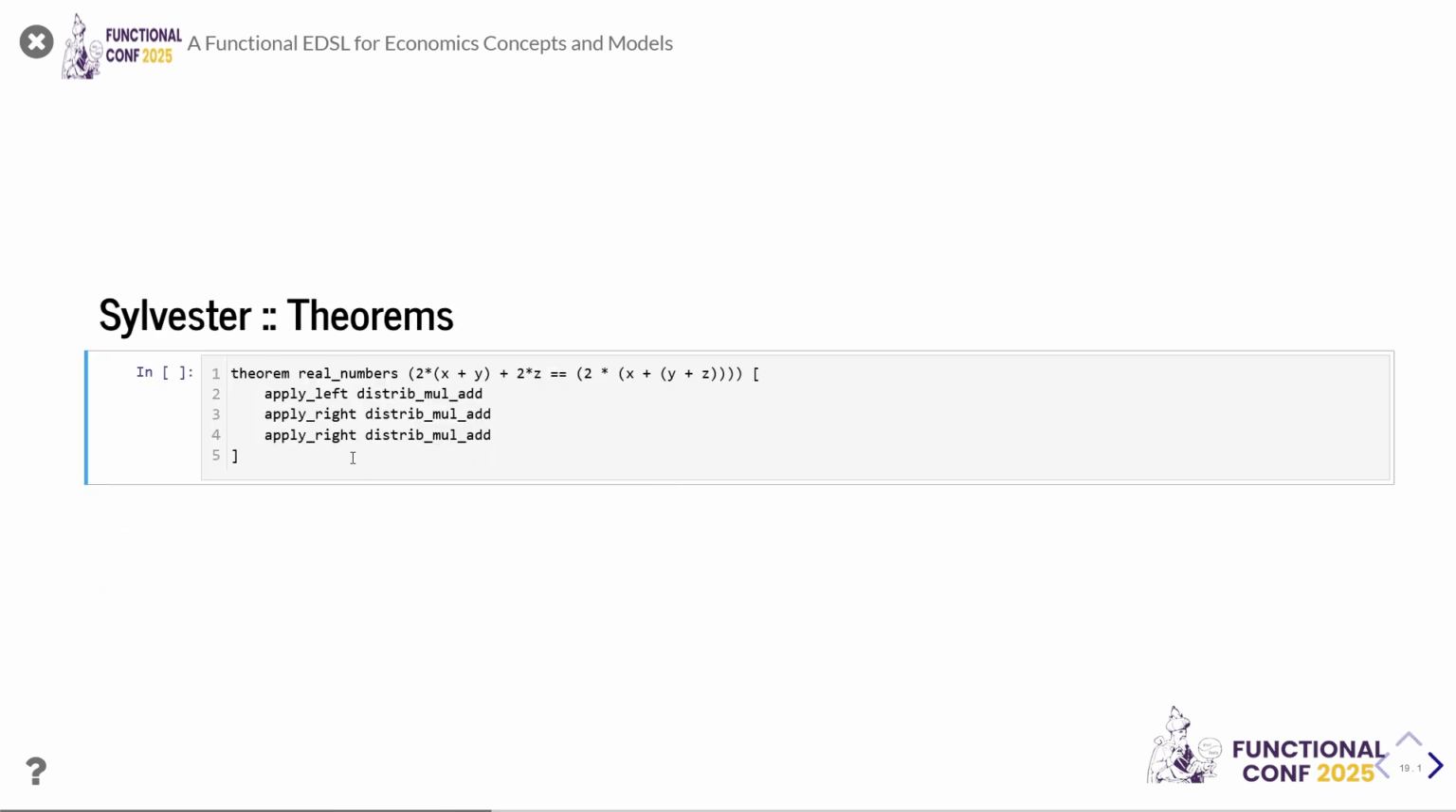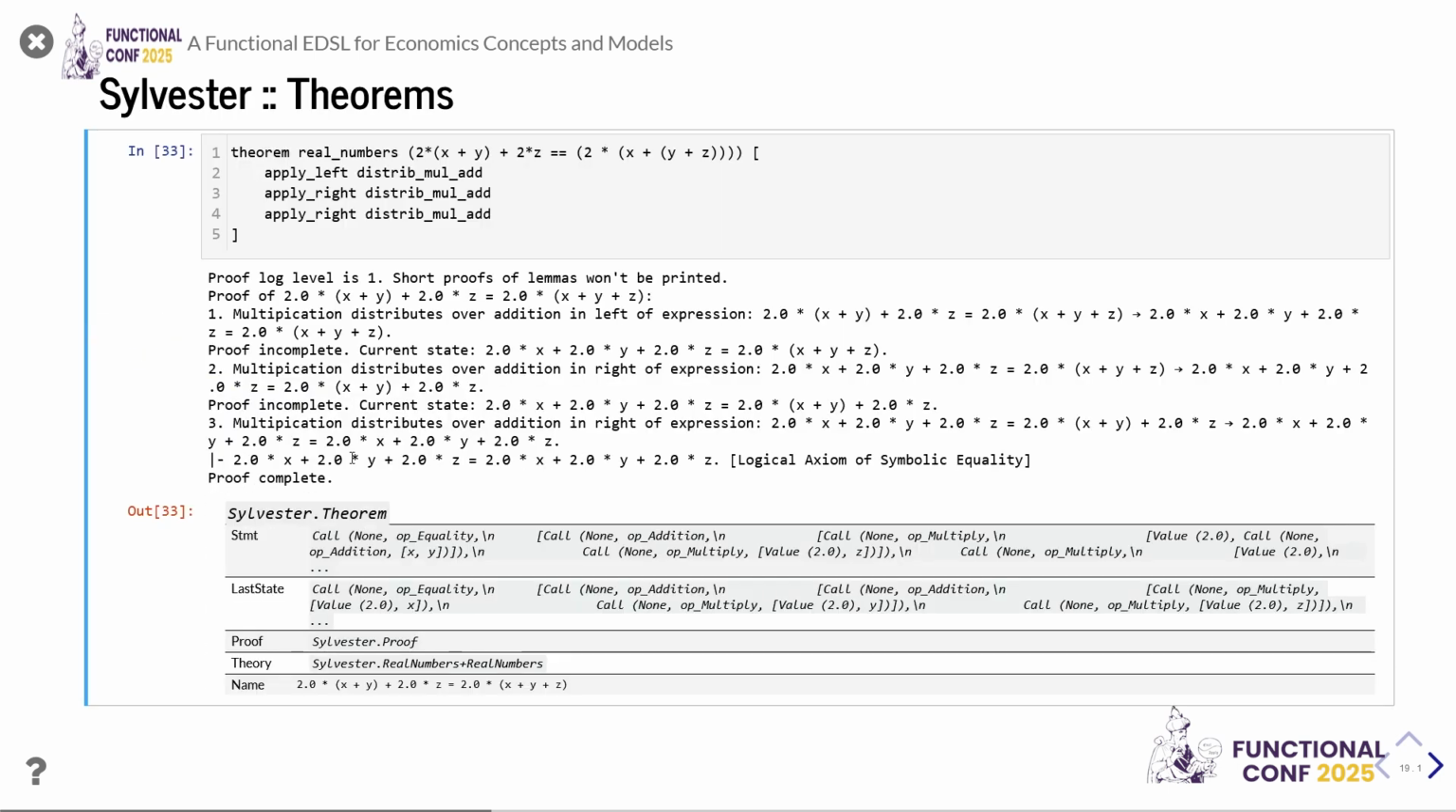So we can just write a simple proof of that, and we can get back. So yeah, that proof works. So we have a proof of this. So Sylvester can do logical theorem proving, but we're not going to look at that today. We're going to focus more on the symbolic and the visual parts of Sylvester.